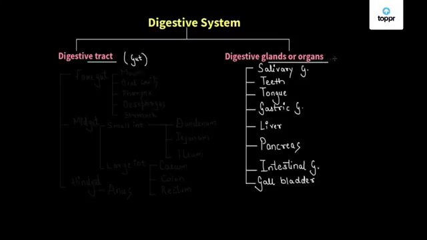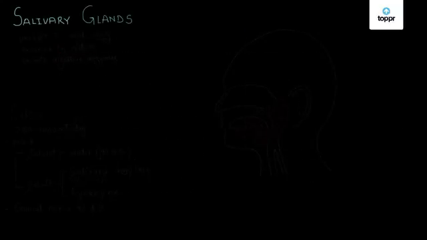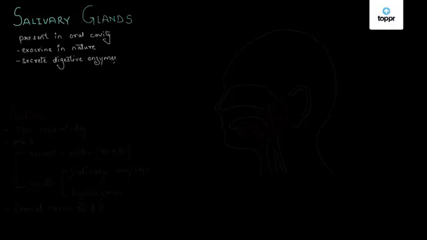Let's start understanding the salivary glands first. The salivary glands are present in the oral cavity. Now it is important to understand that these are basically exocrine in nature, which means that they secrete their secretion with the help of a duct. So that is why we call them exocrine in nature. Next, we see that they secrete some digestive enzymes. So this is about the salivary glands.